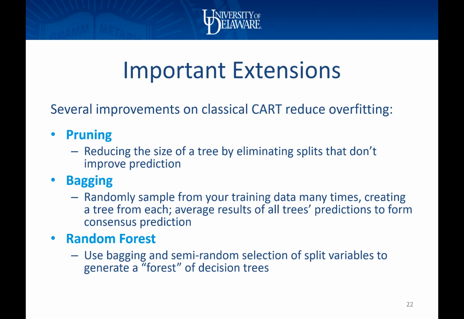Just a few important extensions of classification and regression trees that could help reduce overfitting are pruning, bagging, and something called random forest. And random forest is what I've used in the past. It's not just a single decision tree, but it's like creating at random many decision trees and averaging their results to give you a more robust prediction. And they tend to do a really good job, and they also eliminate the overfitting issue.